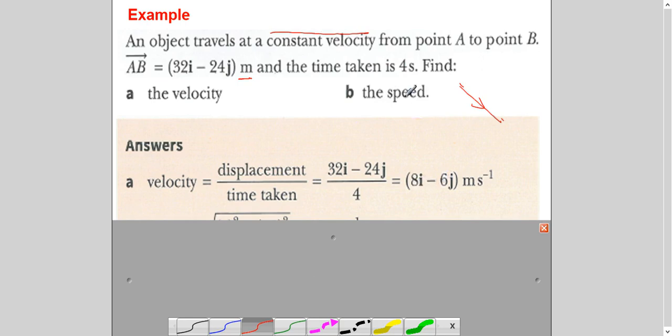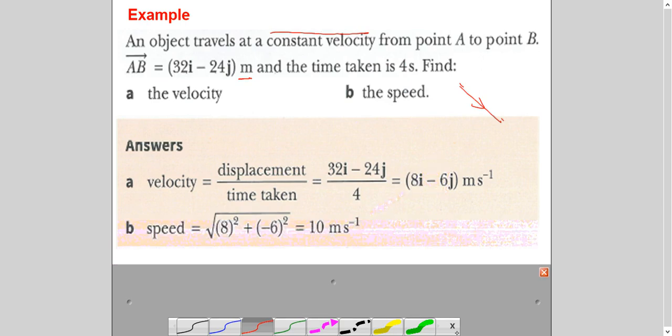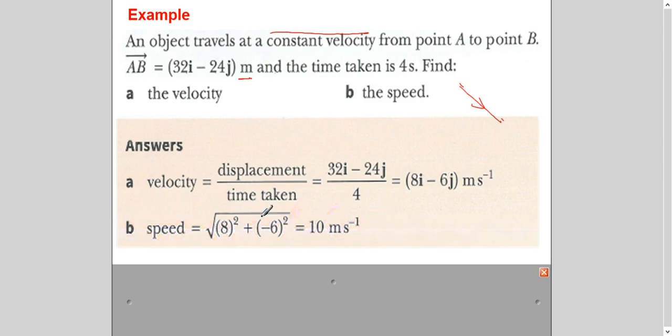And now you have to find out its speed. It means you will simply take the magnitude of this velocity. And we have seen how to take the magnitude. 8 square plus 6 square under root, and you will get the answer.